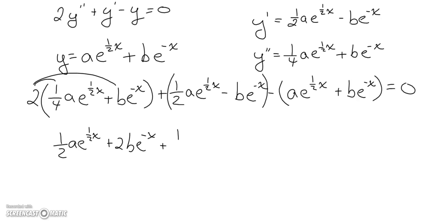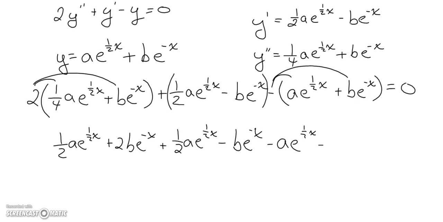This is going to copy over 1/2 a e to the 1/2 x minus b e to the negative x. Distribute the negative sign. Minus a e to the 1/2 x minus b e to the negative x. We want to prove that's equal to 0. How are we going to do it? Like terms? Like terms.